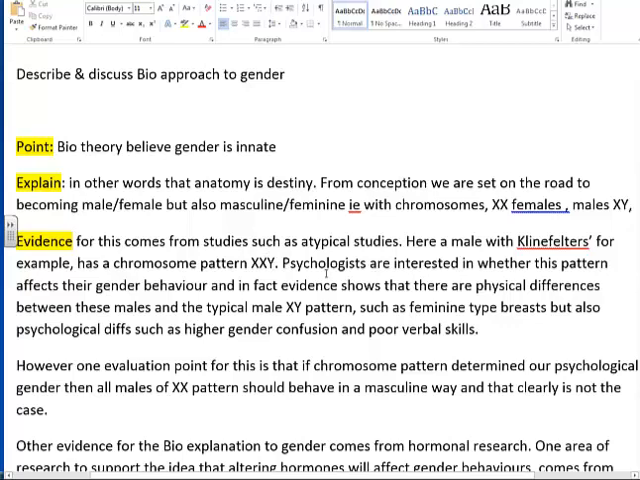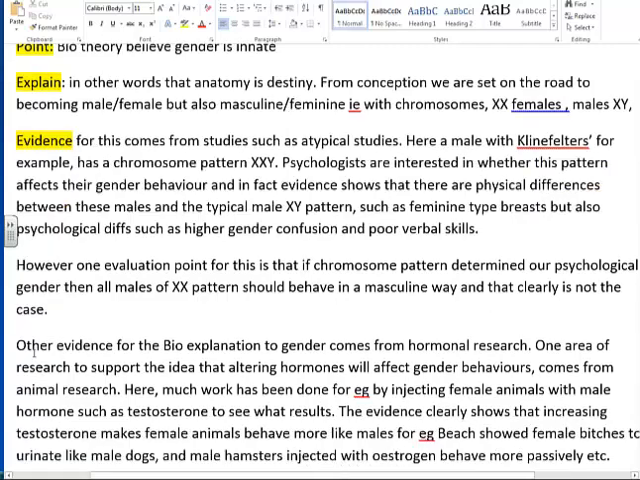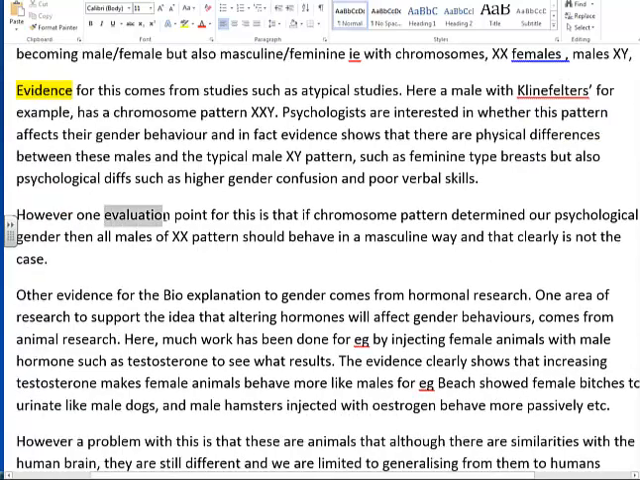Psychologists are interested in whether this pattern affects gender behaviour, and in fact evidence shows that there are physical differences between these males and the typical male pattern, for example feminine type breasts, but also, to be honest, more interestingly for us, psychological differences, things like higher gender confusion, poor verbal skills. Okay, the thing is, we want to evaluate. Our next thing is evaluating it.